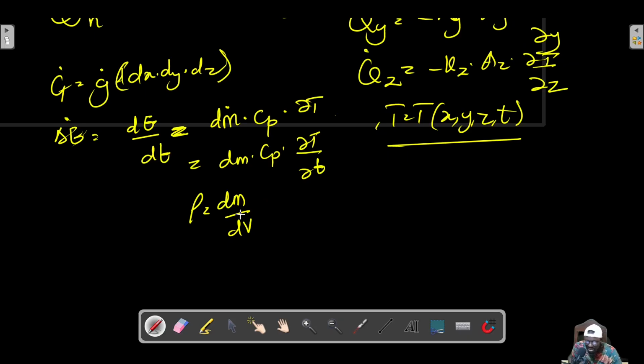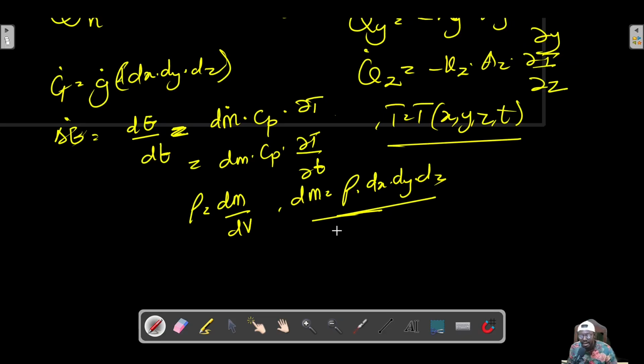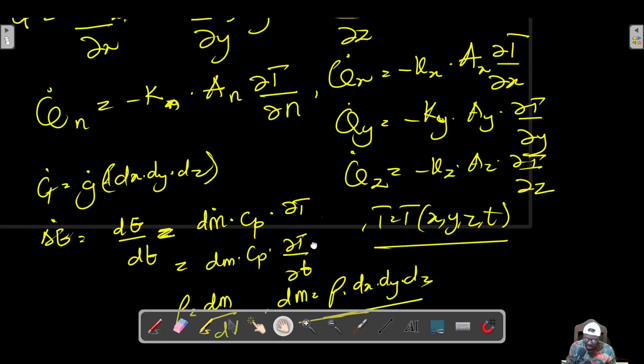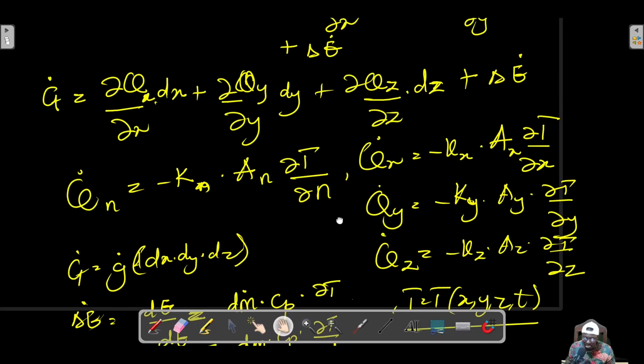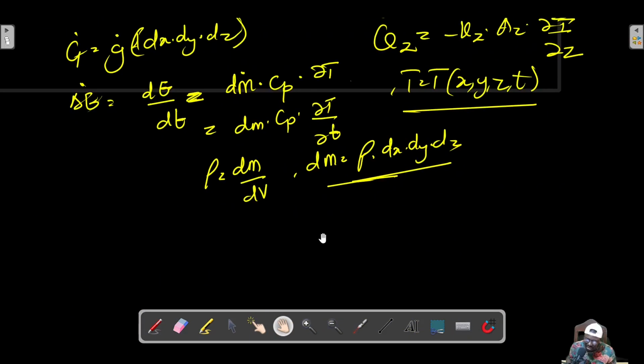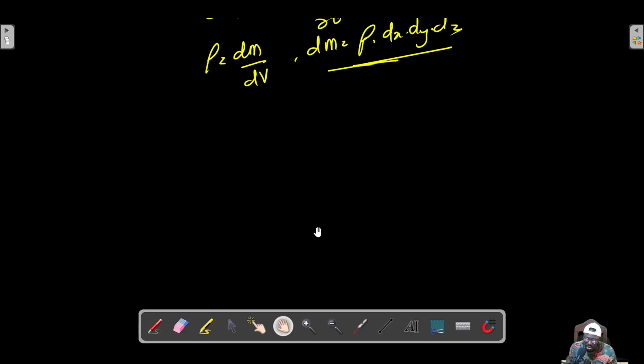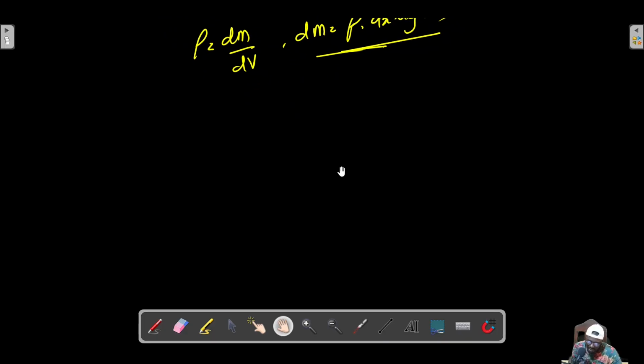Over the volume dV, we can say my dm is equal to my density multiplied by my volume, dx dy dz. This is my mass. So what are we going to do? We are going to substitute everything into our equation. Now, substituting everything into the equation, what do we end up with?